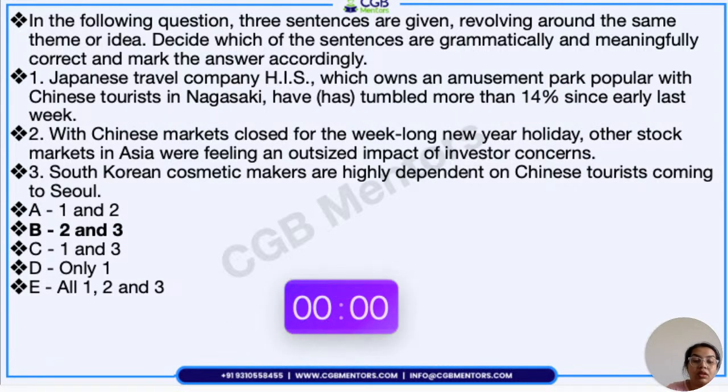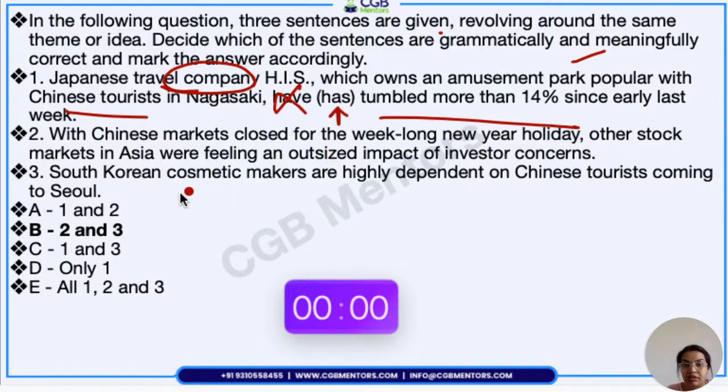Answer to this one is second and third. The Japanese travel company which owns an amusement park popular with Chinese tourists. This is a company which is singular, so has stumbled, not have. We cannot use have. Definitely first is wrong. With this much, your answer can come, because you are supposed to have the correct ones, and all other options apart from B1 have first as the correct one.